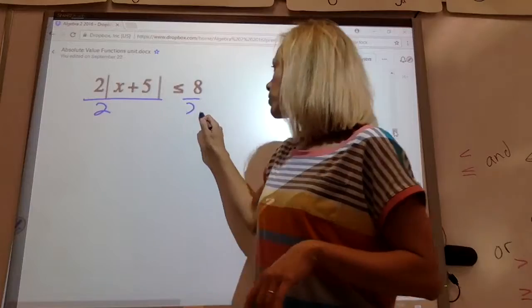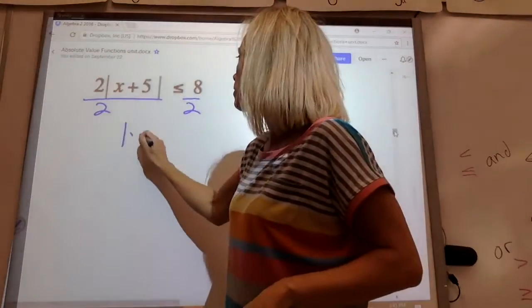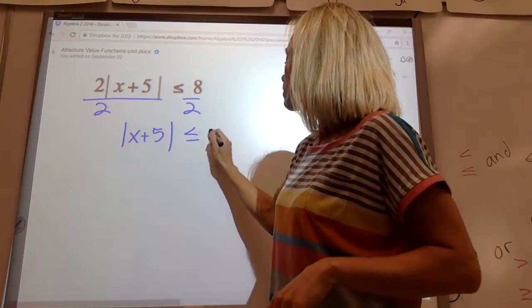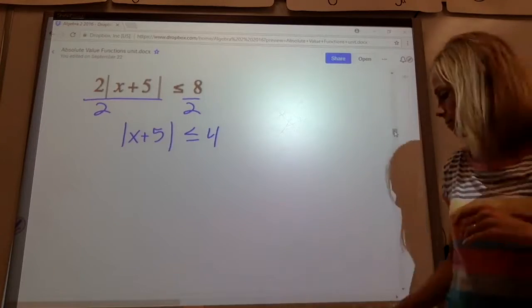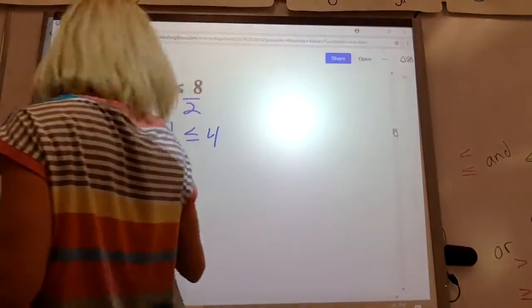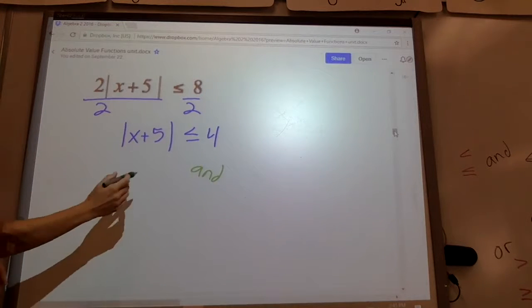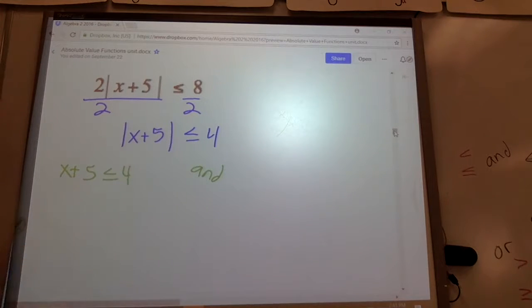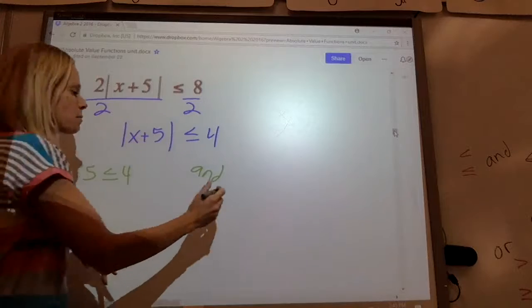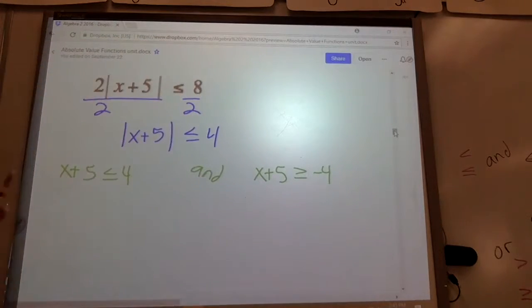So divide by 2 first, right? Isolate the absolute value. You got to divide by 2 first. This is going to be an and or. And, because it's a less than or equal to. Okay, and what are my 2 ands? I have x plus 5 less than equal to 4. And my other one, x plus 5, but I need to change the sign and the number. Negate the answer, which changes the sign.